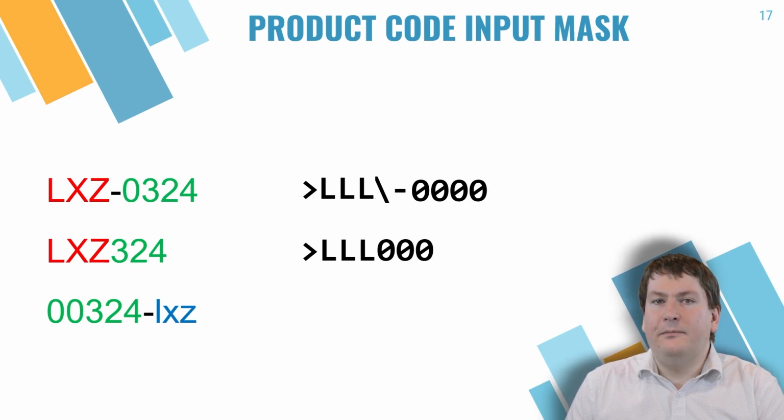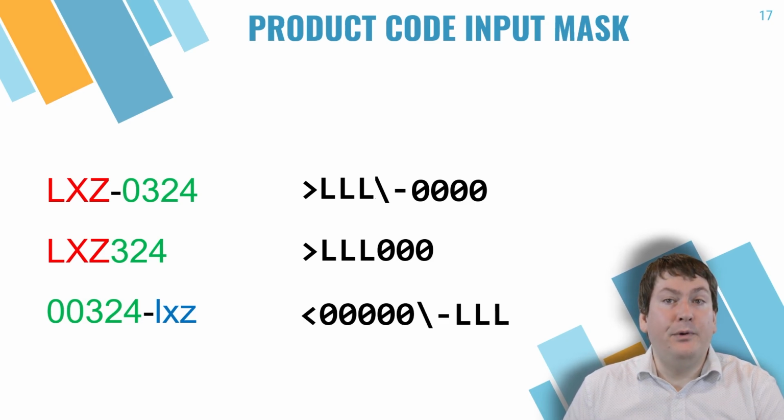And since we're following the same steps and dealing with a similar product code, we're going to get a similar input mask. So the big difference here is that we're using that less than symbol, as we want the letters in this input mask to be lowercase. And now we have 5 zeros, because we want 5 digits.